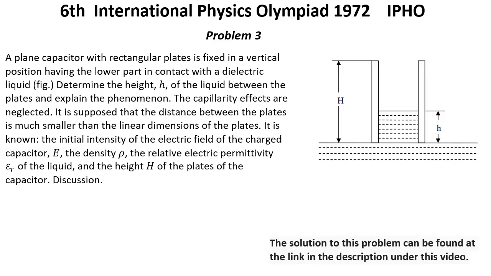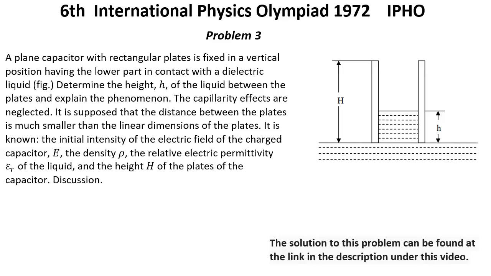A plane capacitor with rectangular plates is fixed in a vertical position, having the lower part in contact with a dielectric liquid. Determine the height h of the liquid between the plates and explain the phenomenon. The capillarity effects are neglected. It is supposed that the distance between the plates is much smaller than the linear dimensions of the plates.